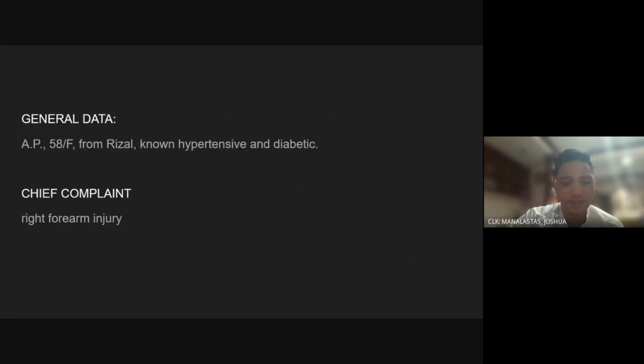So here is our case. We have AP, 58 years old, female from Rizal, known hypertensive and diabetic. Her chief complaint is right forearm injury.